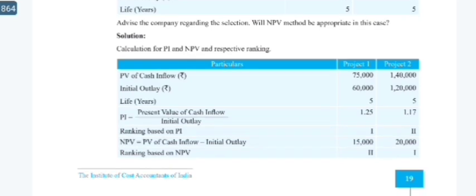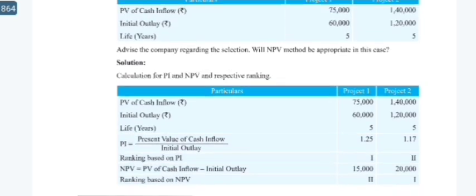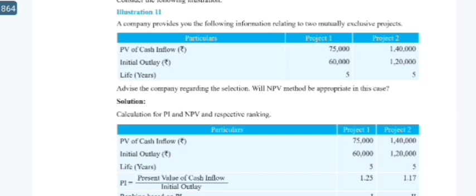In this case, which project should be selected? We have already seen the limitations of the NPV method. If the life is the same and the investment amount differs, the NPV method will not be appropriate for taking the decision. So in this case, we have to choose the profitability index method.